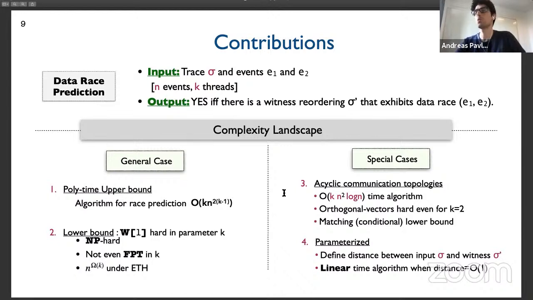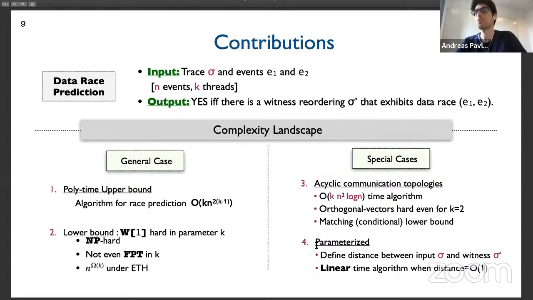And then we go on to examine special cases. The first special case we examine is when the communication topology of the concurrent program is acyclic. In this case, we saw that you can solve the problem much, much faster, in pretty much quadratic time in the length of the input. And again, we also saw that the problem is orthogonal vectors hard, even for just 2 threads, which means that the problem has a conditional quadratic lower bound as well. So again, we have matching upper and lower bounds in the case of acyclic communication topologies, which characterizes concurrency like fork join parallelism or a server with clients and so on.